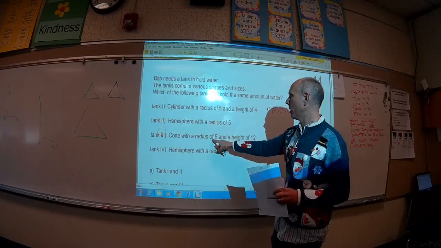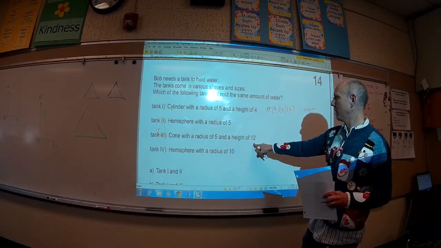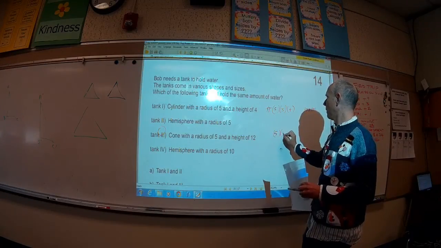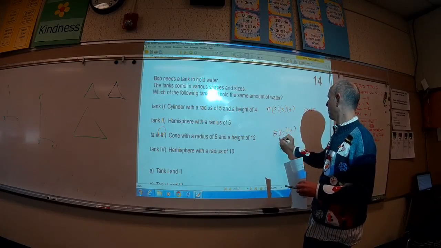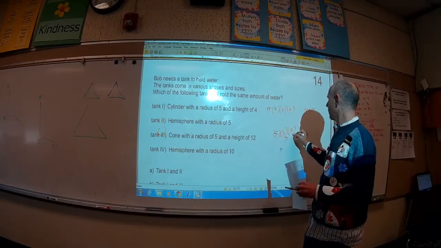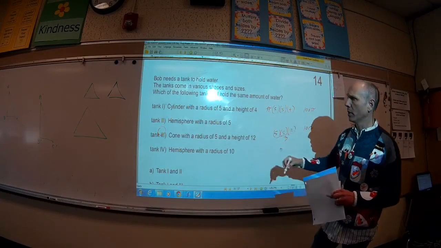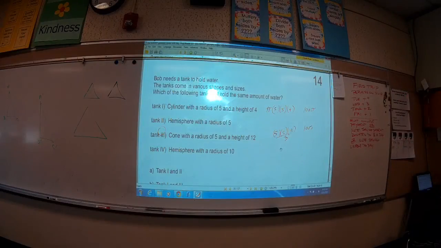I'm going to skip the hemisphere for now. A cone with a radius of 5 and a height of 12. 5, 5, 12, divided by 3. That's 100 pi also. So it's got to be 1 and 3, I think. Was that the answer? Yeah.